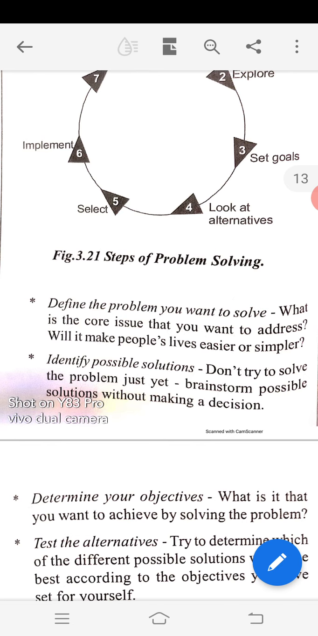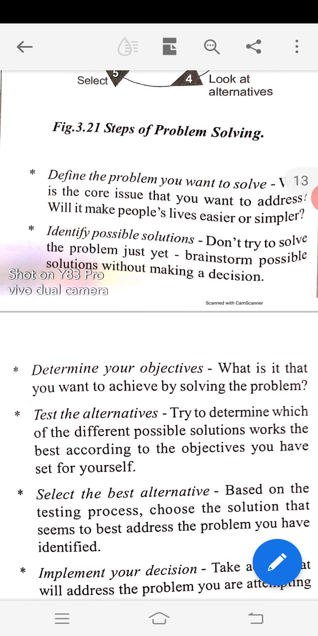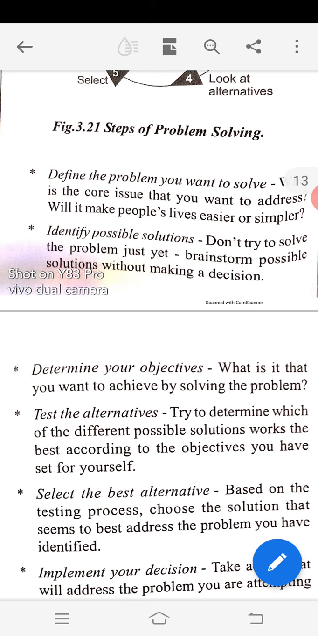With the help of the brainstorm, the solution will come. After identifying the problem, the solution comes through the decision-making process. Then determine your objectives: what are your goals, what is the aim in solving the problem. Then test the alternatives: find out the many various problem-solving approaches.